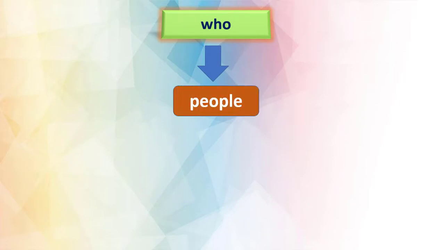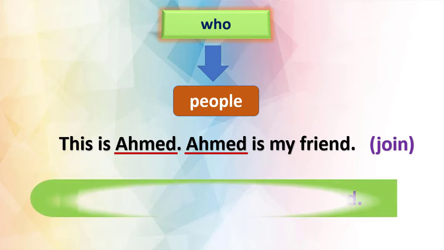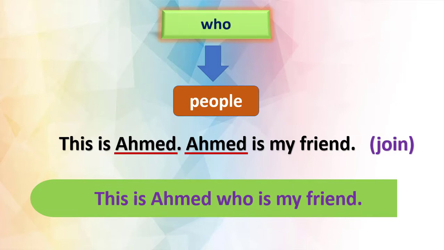Now let's start with the relative pronoun who. Who is used with people. When we are talking about people, we use who. Let's have a look at the following 2 sentences. This is Ahmed. Ahmed is my friend. Here the name Ahmed is repeated and Ahmed is a person. So, to join the 2 sentences, we will use who instead of the repeated word Ahmed in the second sentence. So the answer will be: this is Ahmed, who is my friend.